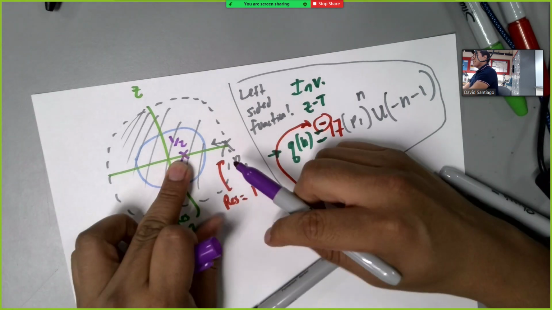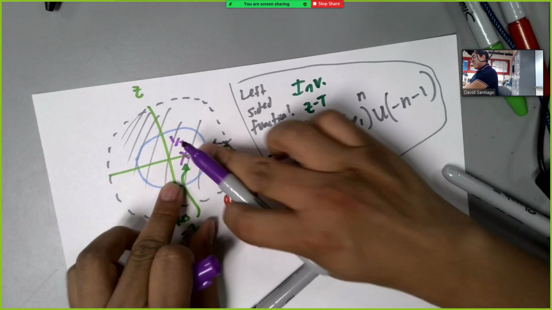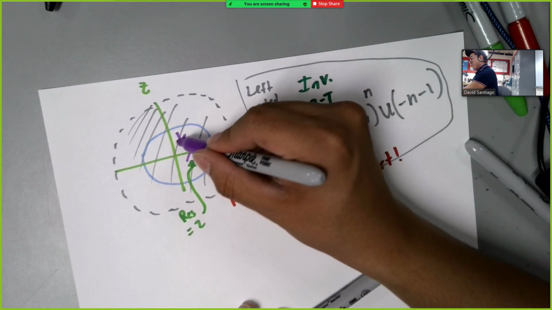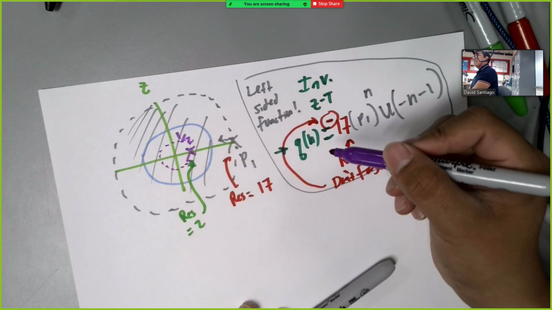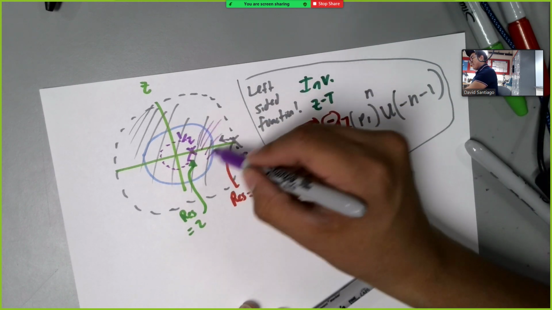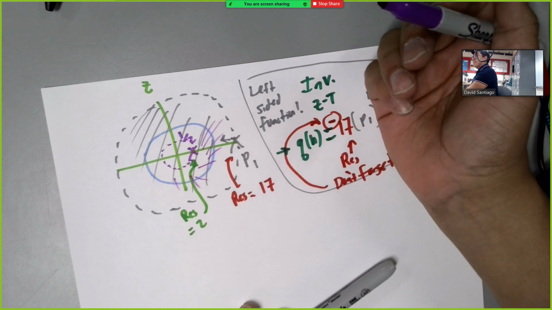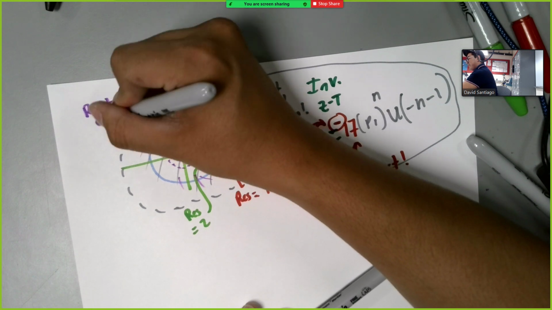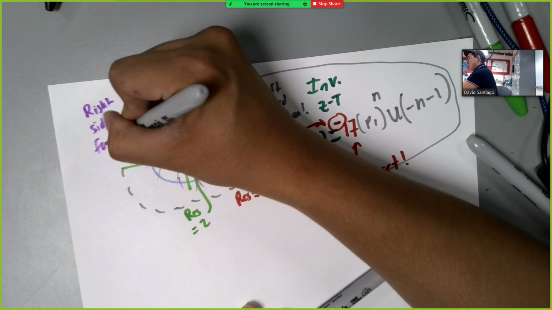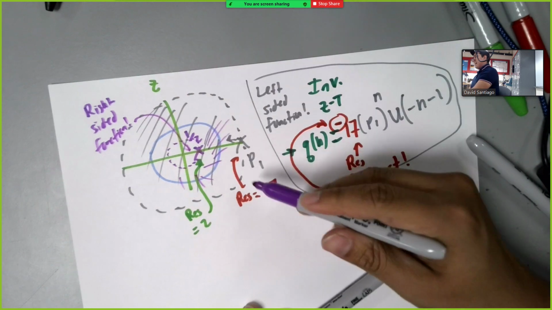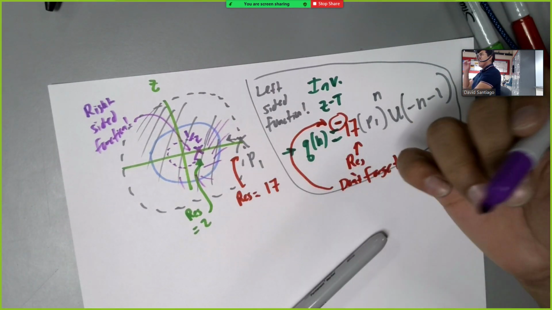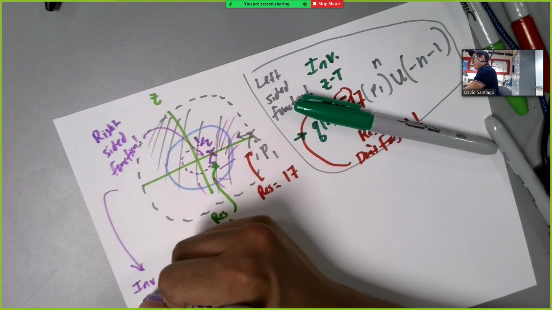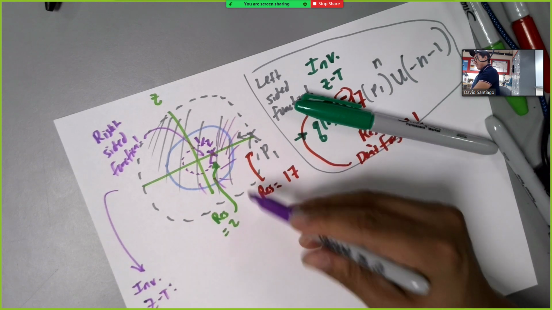If we were to do the inverse Z transform of this, actually before that, if we were just looking at this pole, how do you make this system stable? You have to include the unit circle. If you were to draw a little circle like that, then you would have to go this way to include that unit circle. So it's a right-sided function, and that means it's stable and causal. So if we go into the inverse Z transform, we're going to get the following.